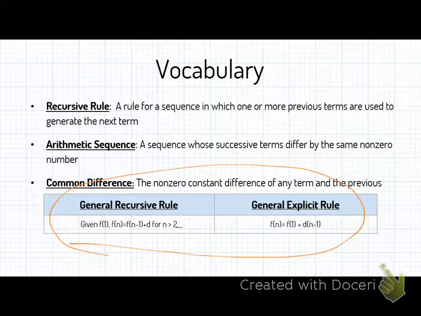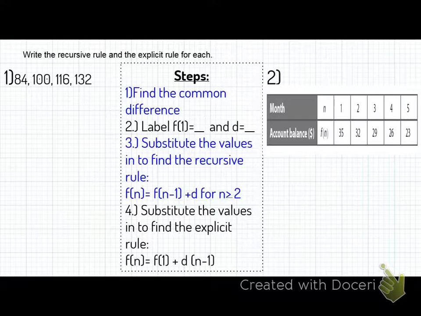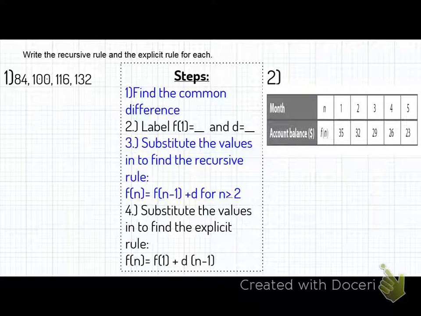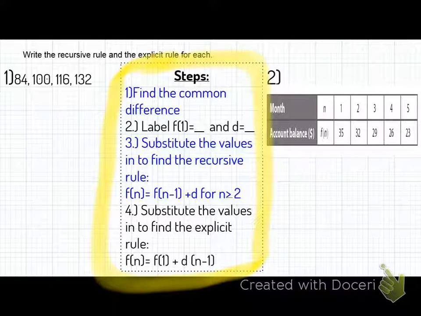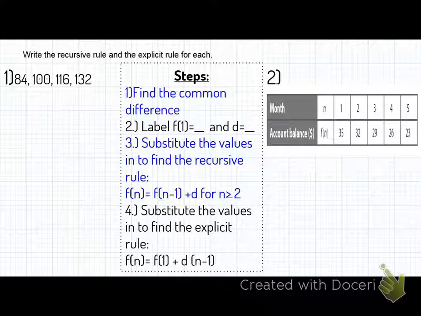Okay, but here are the steps for what we're doing today. If you are on the video, please pause here and write down the steps right here in the center. Alright, and we're going to move on.